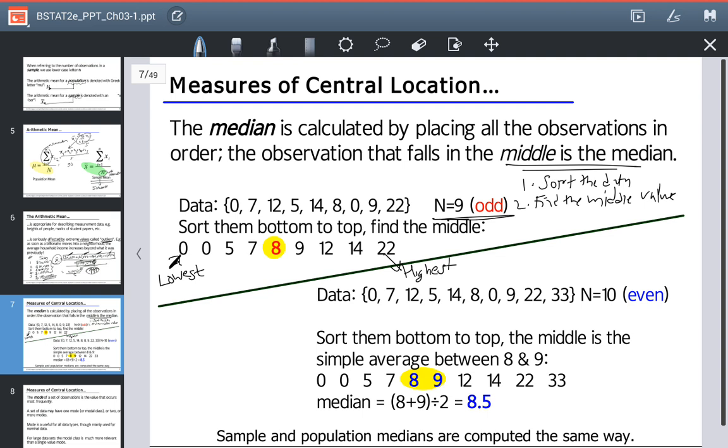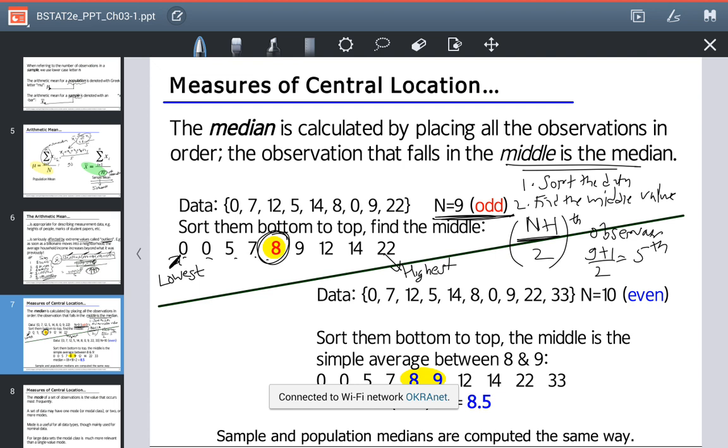When n is odd, it's very straightforward to find out the middle value. It's nothing but the n plus 1 over 2th observation, if you want to go into the math. Okay, so if n is 9, it's 9 plus 1 over 2, that's the 5th observation. So the 5th observation is 1, 2, 3, 4, 5. So the median is 8.